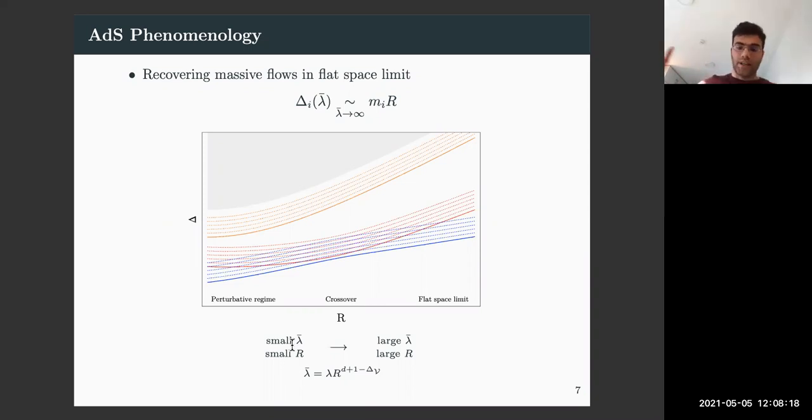And then as we increase the coupling, we go to flat space limits. And we expect for the massive flows that we are studying, that in large coupling, we go to flat space limits. And the dimension, within the dimension analysis, you can see that it's going to be mass times r, and as we go to large r, this happens, and then the slope of each of these lines will recover the mass of the flat space limits. Okay, this was some basics of what we expect.